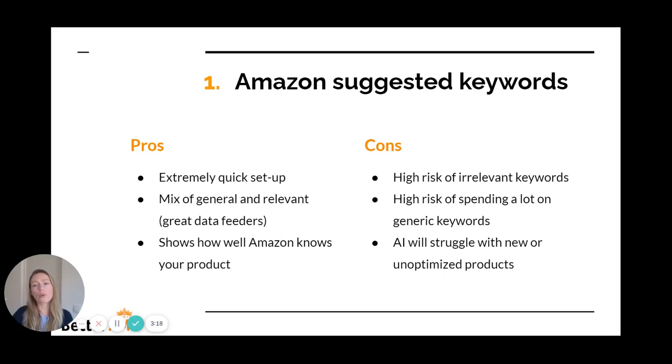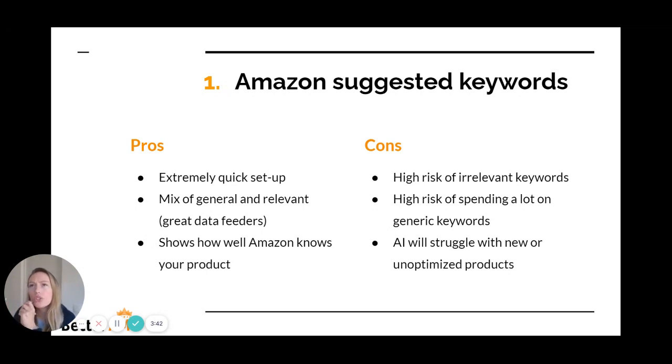And so overall, the pros and the cons here. Pros, extremely quick setup. And what you're also going to get is a really good mix of general and relevant keywords. So these are going to be fantastic data feeders that are going to bring in even more keywords that you can bid on. And the other pro is that it shows how well Amazon knows your product.